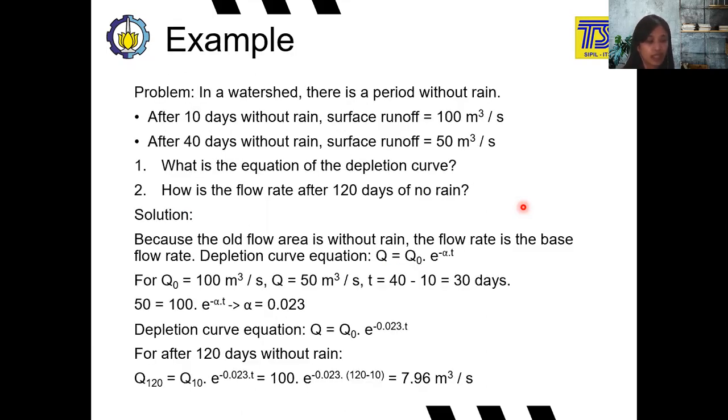For example, here we have the data of a watershed. There is this period without rain. After 10 days without rain, the surface runoff will be 100 cubic meters per second, while after 40 days without rain, the surface runoff will be 50 cubic meters per second. What is the equation of the depletion curve, and what is the flow rate after 120 days of no rain? Because the whole flow here is without rain, the flow rate is the base flow rate.